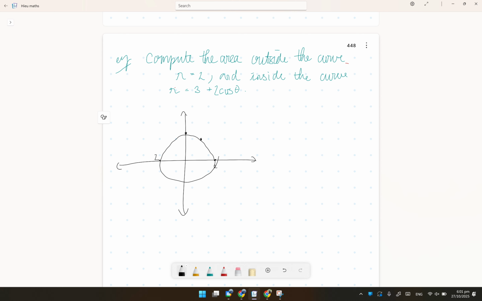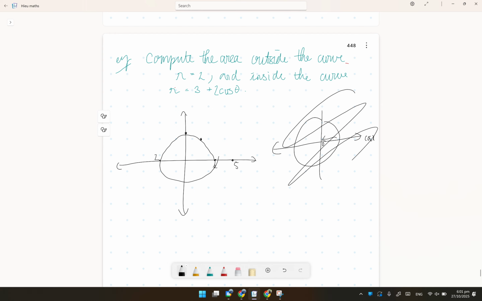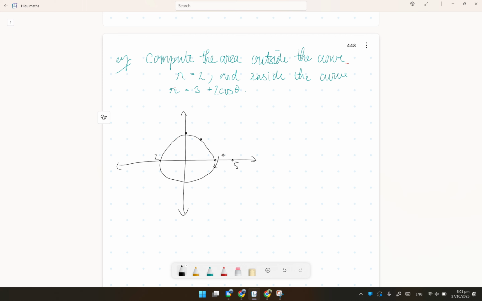Okay, and now we have 3 plus 2 cos theta. Let's start from 0. Cos of 0 is 1, so it's 3 plus 2. It starts at 5, right? And as we go towards pi over 2 or 3 pi over 2, we end up with cos theta equals 0, but then plus 3, so that's still going to be 3. So it's going to end up looking like this, where this is 2 and this is 3.